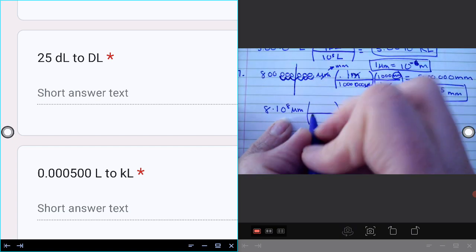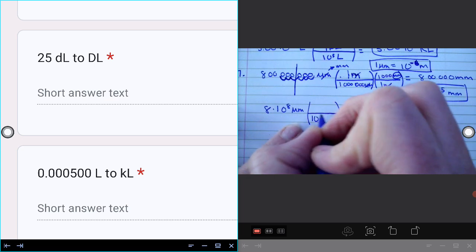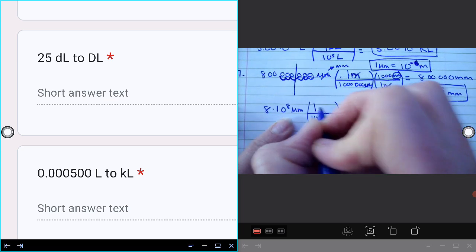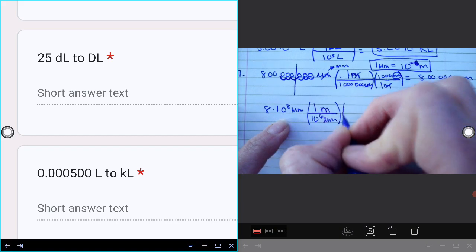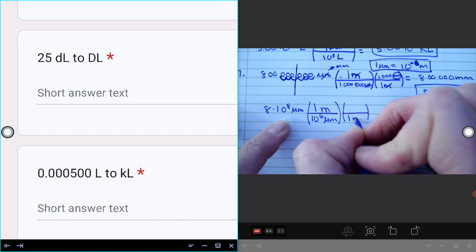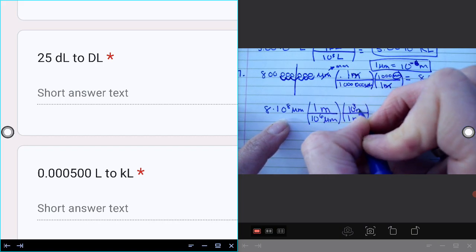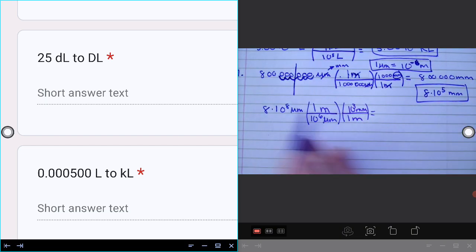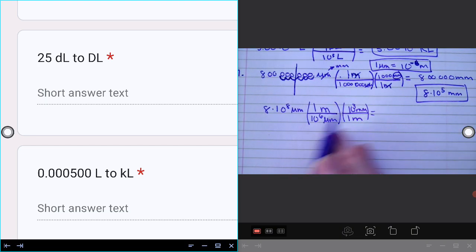Okay, so for this one, it's 10 to the 6th micrometers in 1 meter. In 1 meter, there's 10 to the 3rd millimeters. Minus 6, so 2.